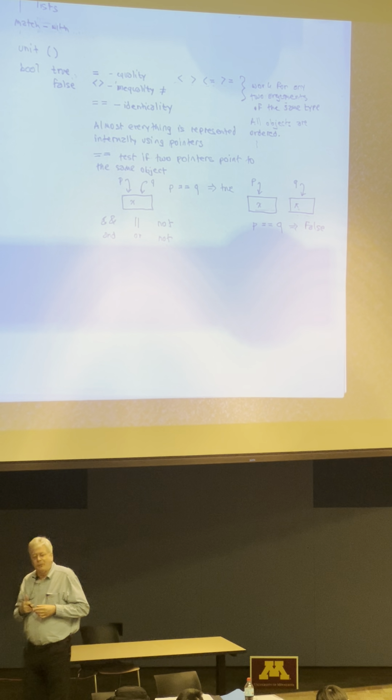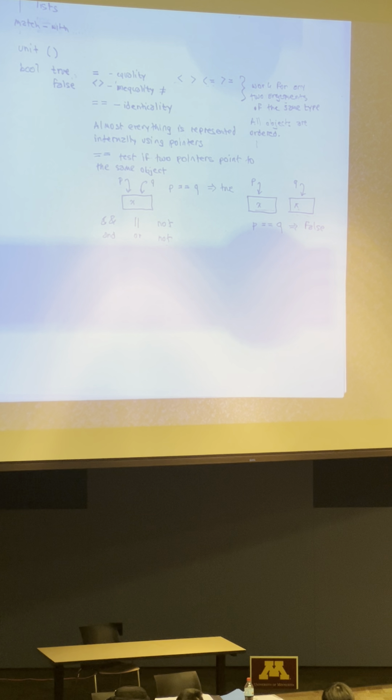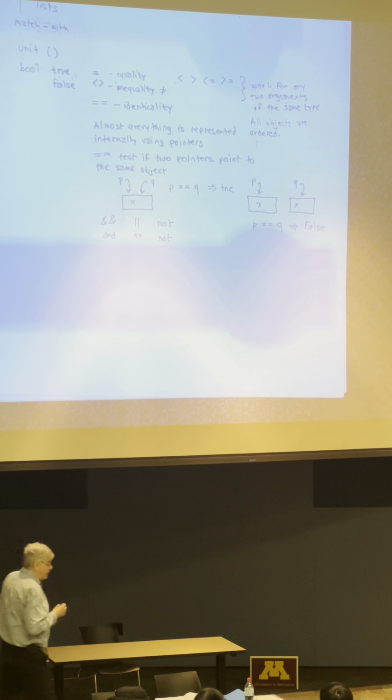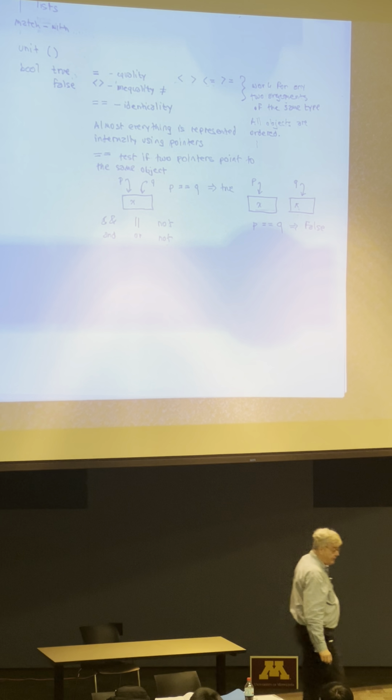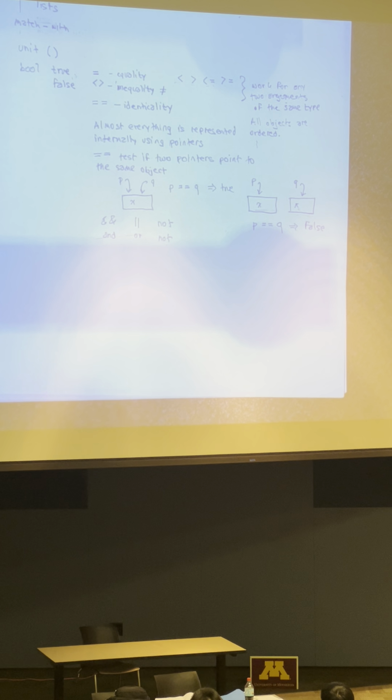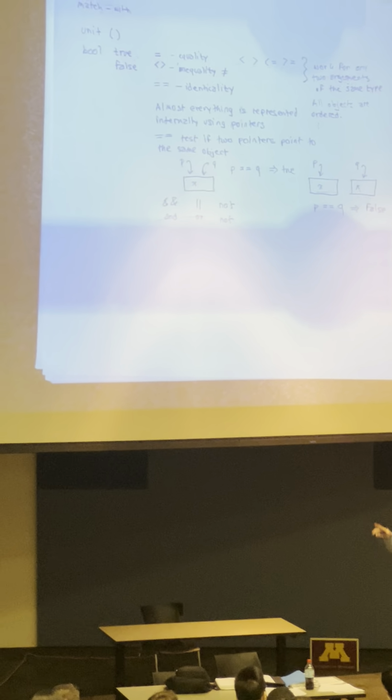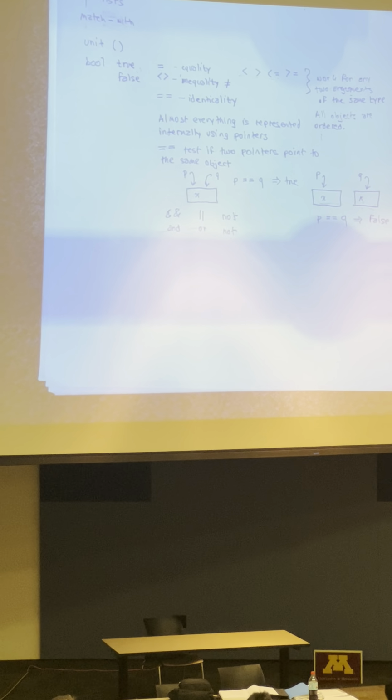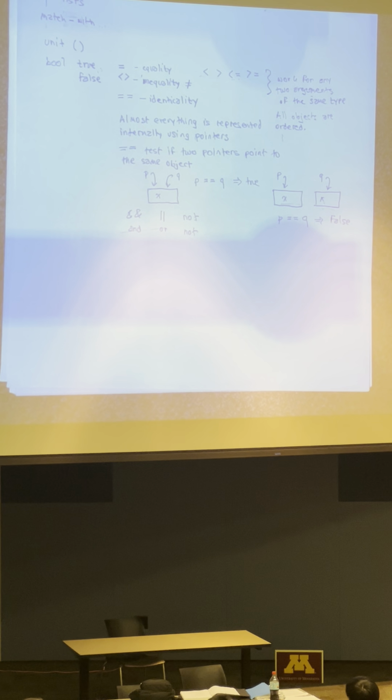OCaml can't use exclamation for not because it's going to use it for something else. It's actually using it in connection with variables, which we haven't seen yet, but we will see later. But these behave just exactly as you'd expect. They also work in a short circuit mode, so if I say false ampersand ampersand something, this something over here never gets evaluated. Again, like in languages you're familiar with.